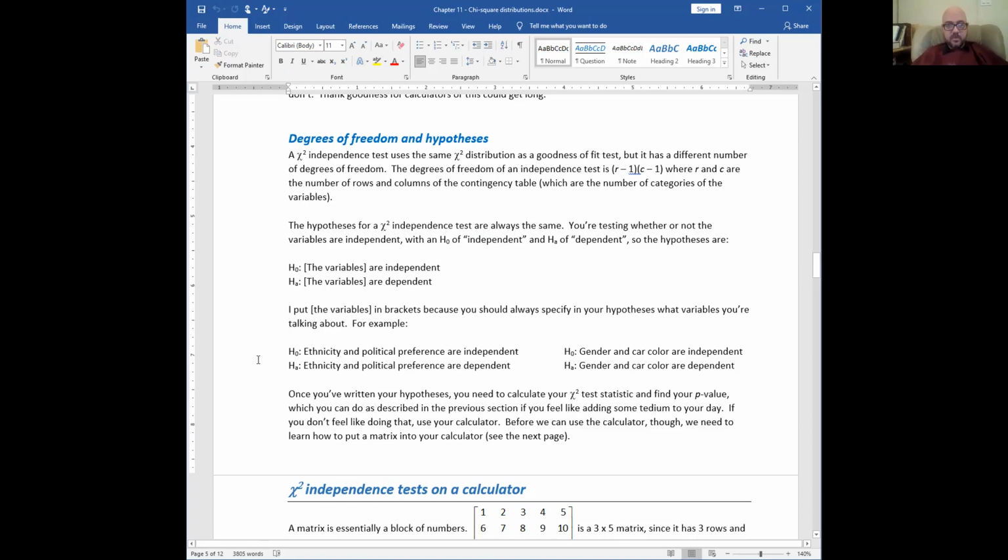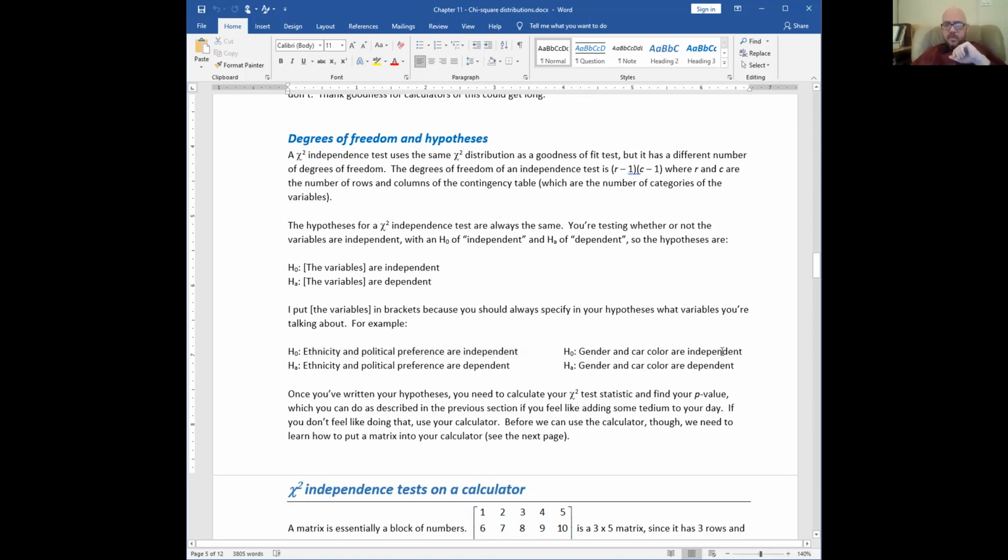Right? Where'd my mouse pointer go? There it is. Whoa, what the heck happened there? Sorry, computer is freaking out on me. If you're doing a hypothesis test about whether ethnicity and political preference were independent or dependent, ethnicity would have several categories, political preference might have several categories. So your null hypothesis would be those two variables are independent, and the alternative hypothesis would be they are dependent.